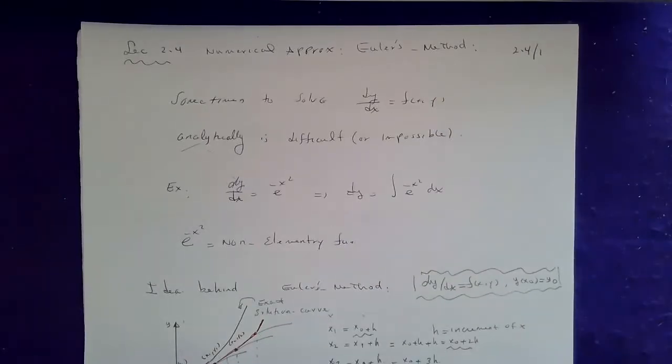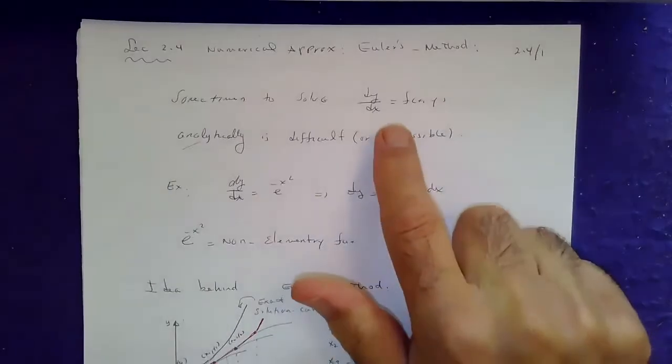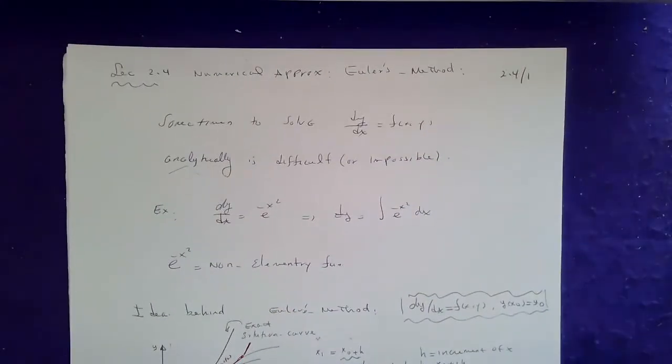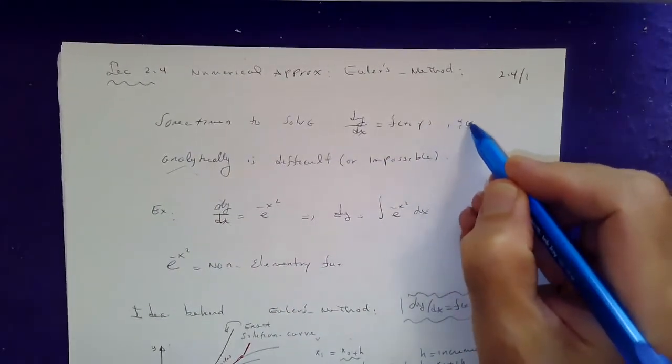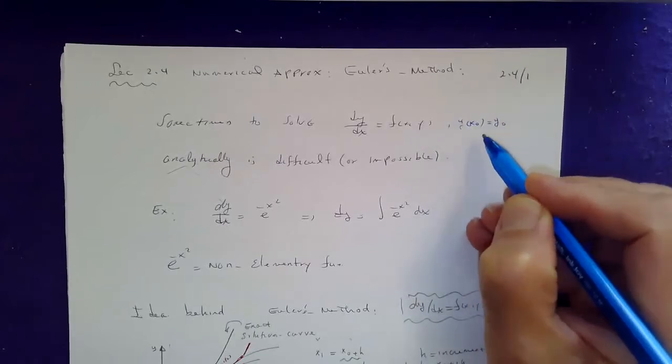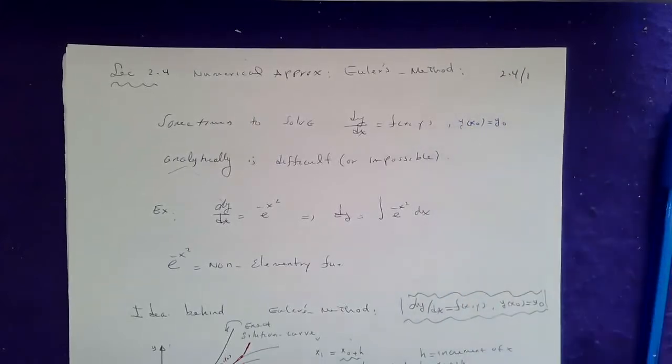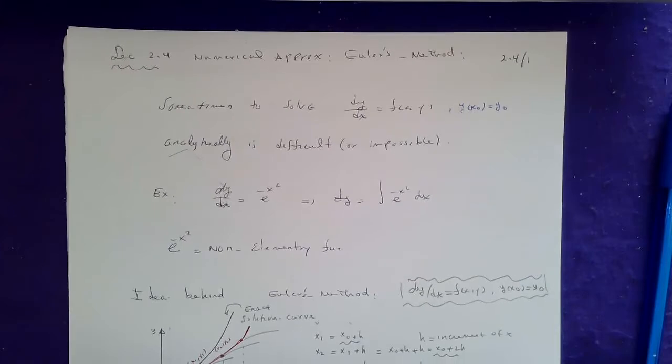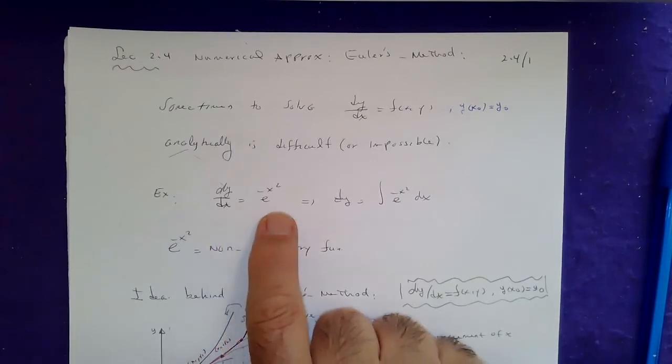Section 2.4, numerical approximation to a first order differential equation with initial condition y of x sub 0 equals y sub 0. So these are IVP problems, initial value problems, first order. Sometimes it's impossible or even difficult to solve the differential equation analytically. Case in point, dy/dx equals e to the power of negative x squared.